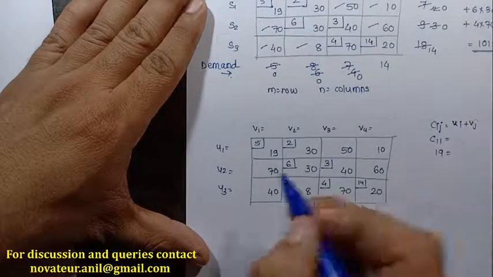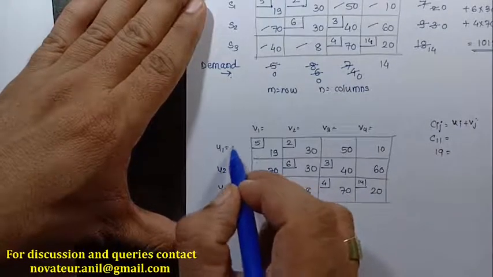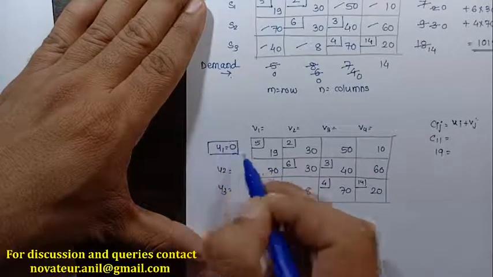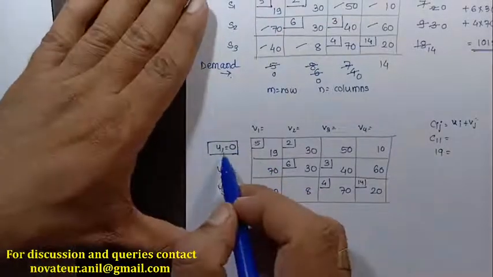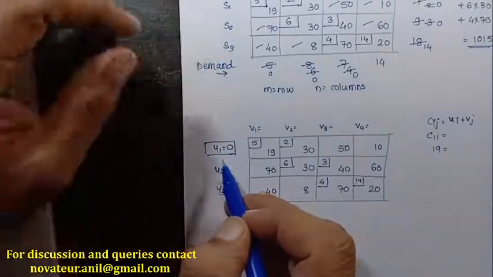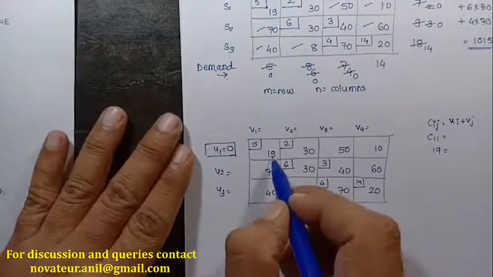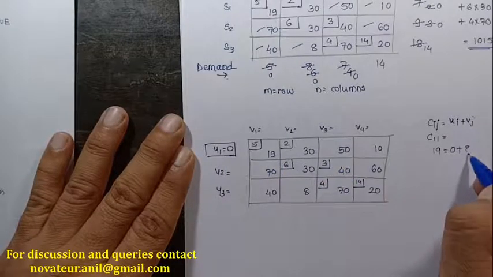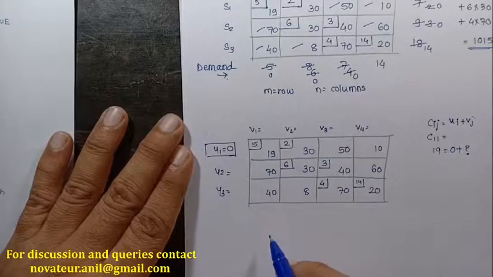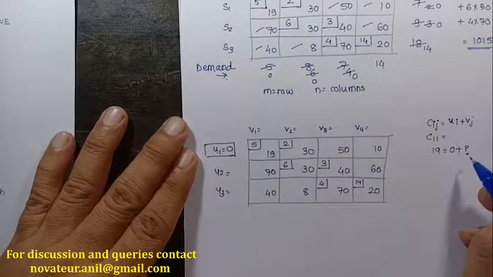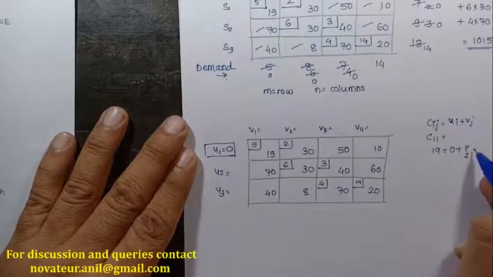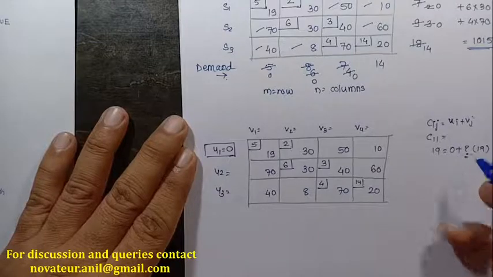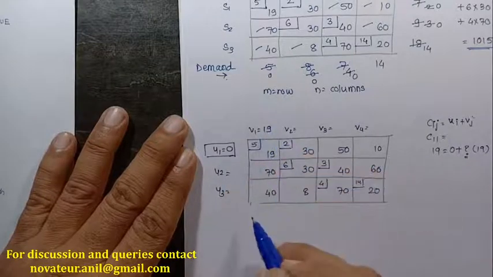It is equal to Ui plus Vj. Now one thing you need to remember is that this Ui value will be the same across the row. Initially you need to assign U1 as 0 by default. So what you have to check now: 19 is equal to the corresponding Ui value, which is 0, plus something equal to 19. It's very simple mathematics. I'm going to put a value of 19 here so that the left-hand side and right-hand side become equal. So I'll put 19 here.